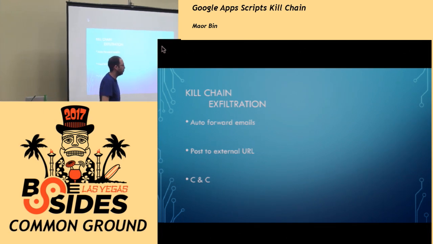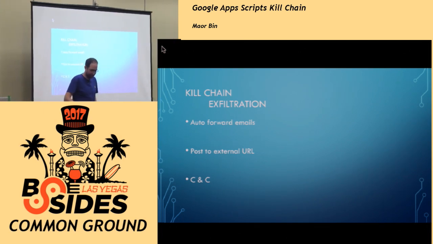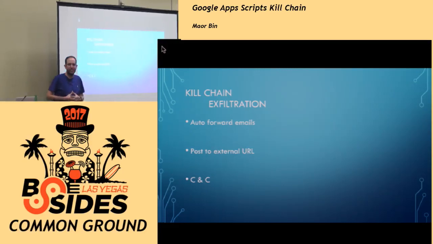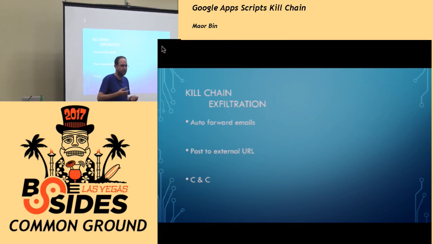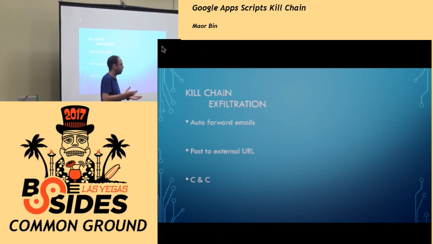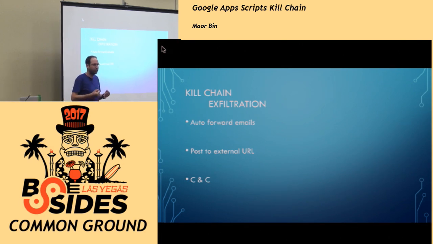If you want to use these Google Apps Scripts to get data out of the organization, we can do stuff like auto-forward emails and post to an external URL, and also use it as a C&C server. Think about it, it's very simple. You just create some random Google account, create a web app, and start using it as a C&C server. This is a very powerful tool, right?